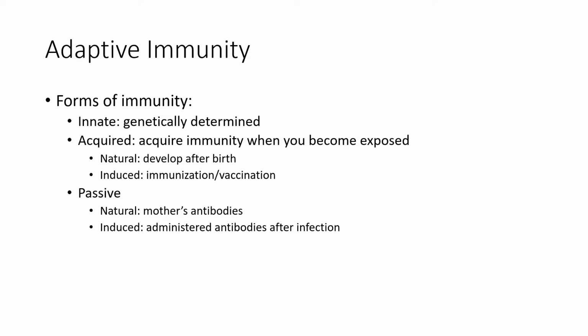There are two types of acquired immunity. Natural, this is going to develop after birth. And induced, which is going to be caused by immunization or vaccination.